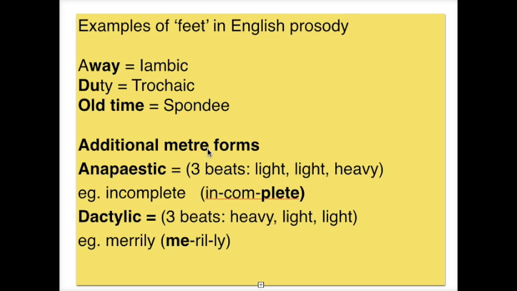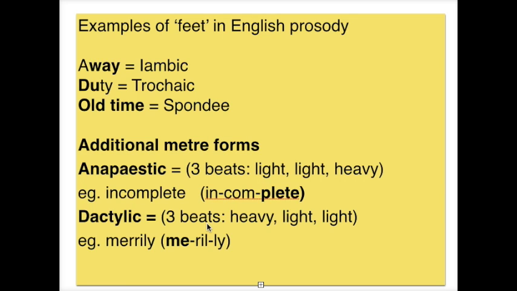Just so you're aware, there are many more meter forms. We'll look at just 2 more for about 10 seconds, but you really don't need to know these. It might be worth knowing that more do exist. We have anapestic, which is 3 beats, which is light, light, heavy. Incomplete is an anapestic word.